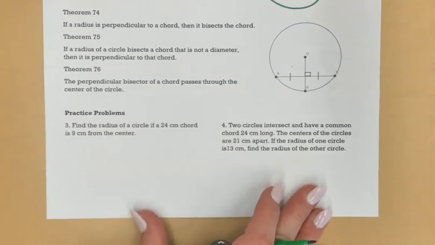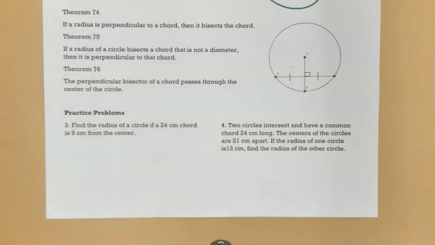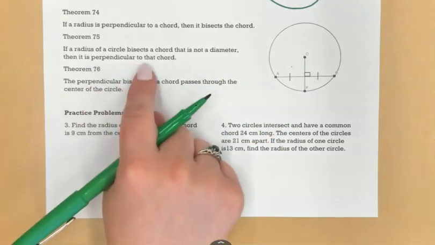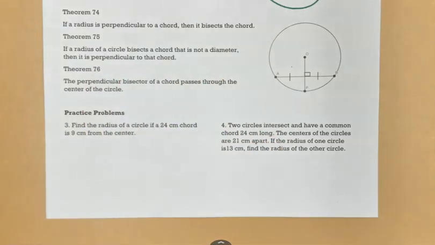Now these next 3 theorems just reiterate what we have already explored. If the radius is perpendicular to a chord, then it bisects it. If a radius of a circle bisects a chord, it's not the diameter, but it is perpendicular to that chord. And the perpendicular bisector of the chord passes through the center. So all of those theorems are used to solve these types of problems.